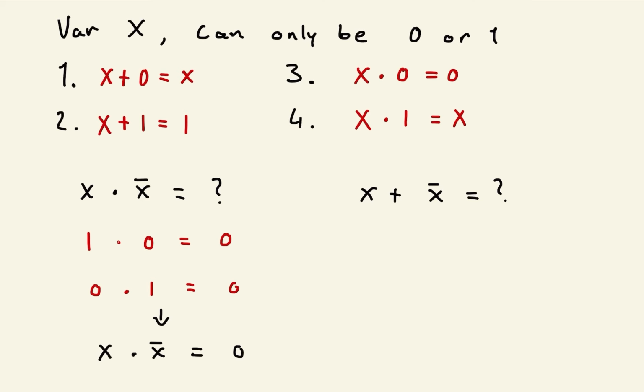Alright, now let's take a look at the cases for x plus x complement. 0 plus 1 always equals 1, and similarly, 1 plus 0 also always equals 1. This makes sense as either x or x complement must be 1, and the OR function only needs one on signal sent into it to return 1. So x plus x complement is 1.